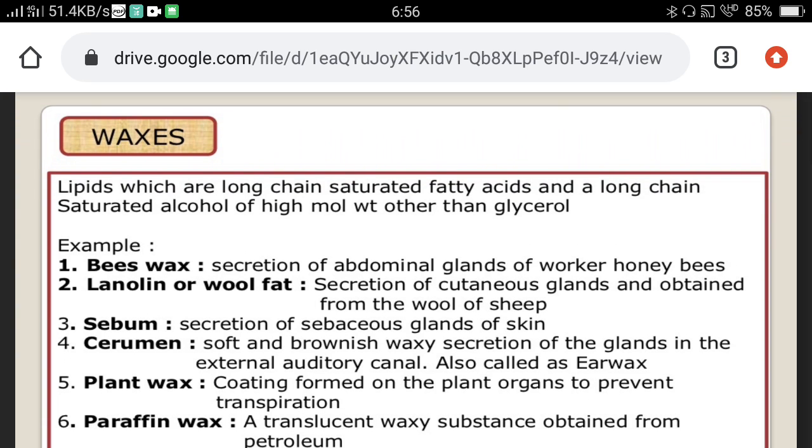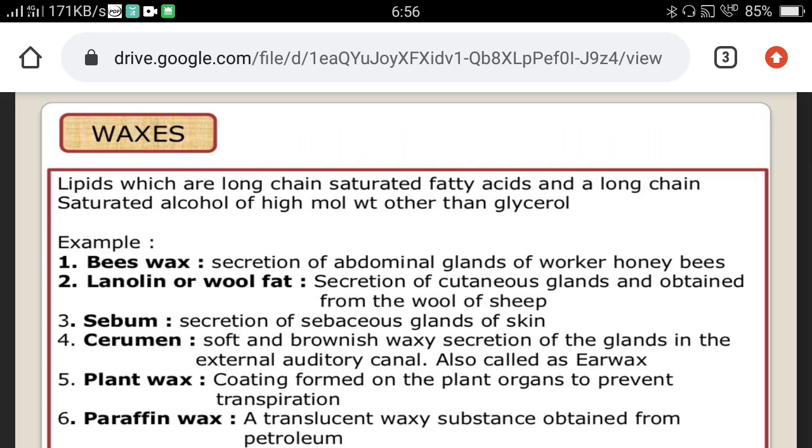Waxes. Lipids which are long chain saturated fatty acids and long chain saturated alcohol of high molecular weight other than glycerol. Example: beeswax, secretion of abdominal glands of worker honeybees.